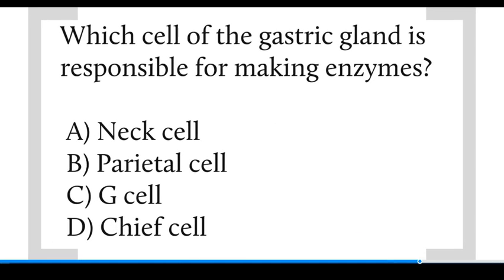Consider this question. When you feel that you've reached an answer, hit the next button to go into the next slide, which will reveal the correct answer.